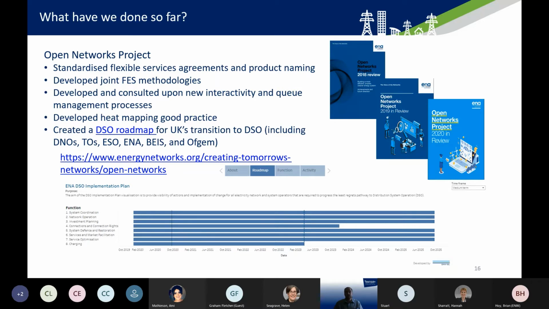Now, the Open Networks project also, just to highlight some of the things that we've done so far, we've standardized flexible services agreements and product naming. We have developed a joint future energy scenarios methodology, and we've developed and consulted on new interactivity and queue management processes, and developed the heat mapping tools. So we're doing quite a lot of industry standardization to try and give stakeholders that consistent view wherever they are within the UK trying to connect to the network, and to try and give them the best user experience possible.